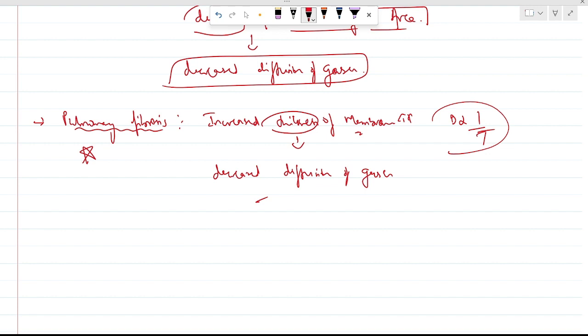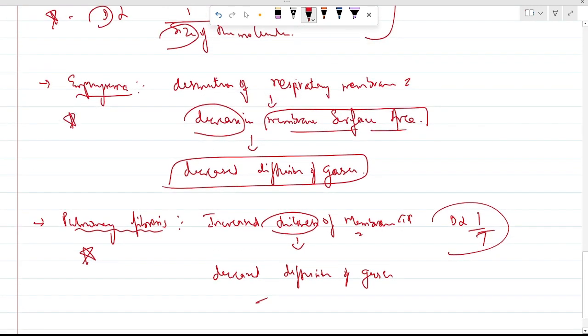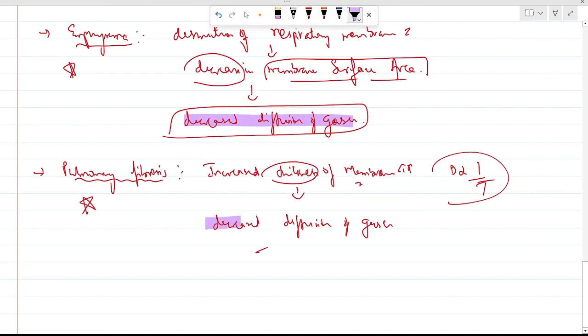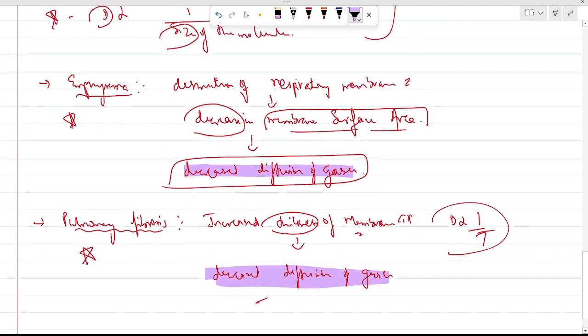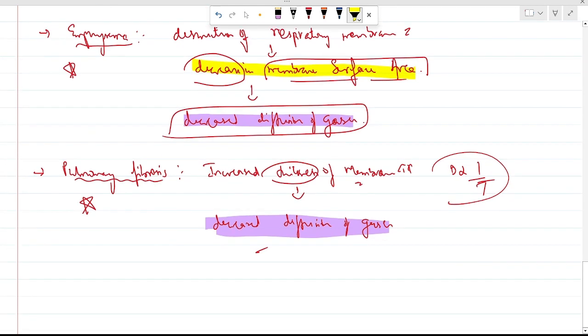So I have seen from these two examples that the outcome is the same. It is decreased diffusion of gases across the membrane, but the causes are different. The cause in emphysema is decrease in membrane surface area. In pulmonary fibrosis, there is increased thickness of the membrane.